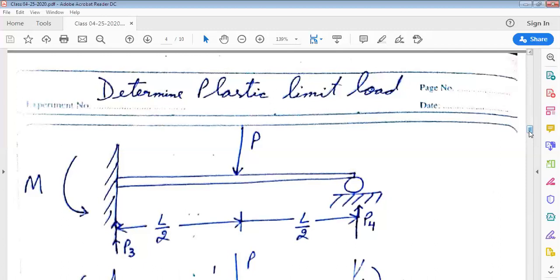This structure is indeterminate to first degree. A first order indeterminacy is there. Now let us use the displacement method of elastic analysis to find out the reactions capital M, capital P3, and capital P4.